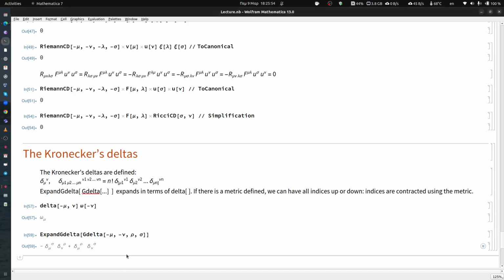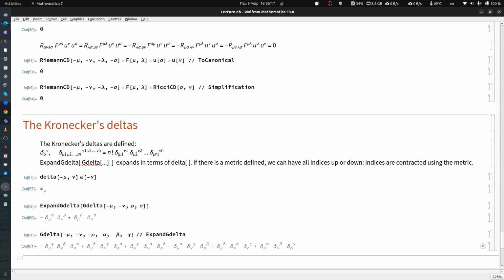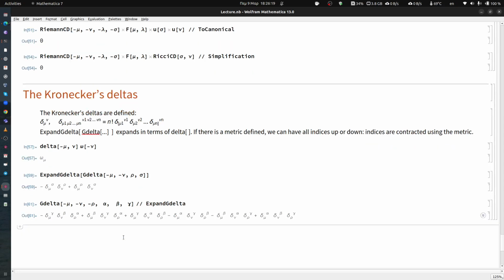Let's add more indices. So that is delta with 3 indices upstairs and 3 indices downstairs. And this is how it looks when you expand this expression here.